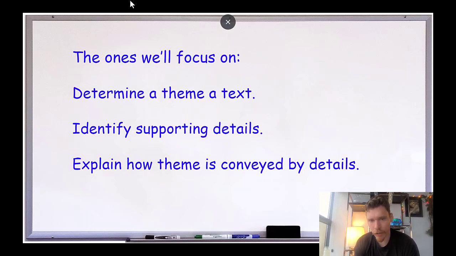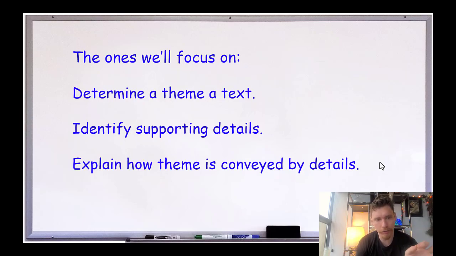Now for this video and for this learning continuum that we're going to create, we are just going to focus on the components that deal with theme. Okay, so we're going to focus on determining a theme of a text. Apologies for the typo right here. Identify supporting details and explain how theme is conveyed by details. So before we create our learning continuum, we're going to have to think, well, what do students need to know in order to access these skills?